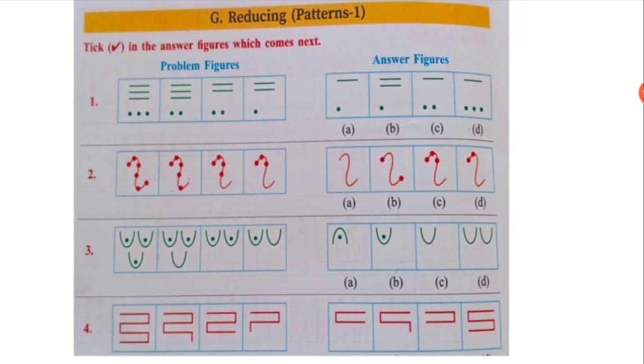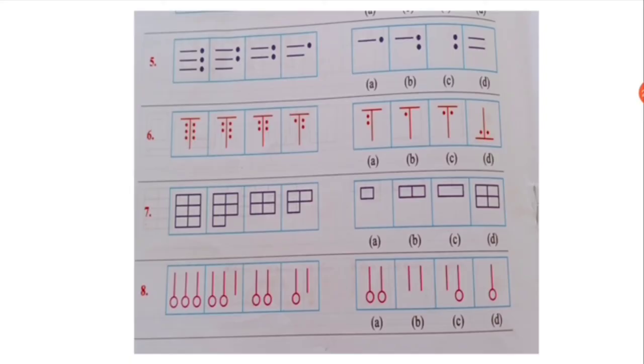Then fourth they have shown here, very easily: sleeping line, standing line, sleeping line at the back side, then standing line, then right side sleeping line, then standing line, again sleeping line. So we have to reduce each line one by one, step by step. So what will be the correct answer? The correct answer will be C. Got it?